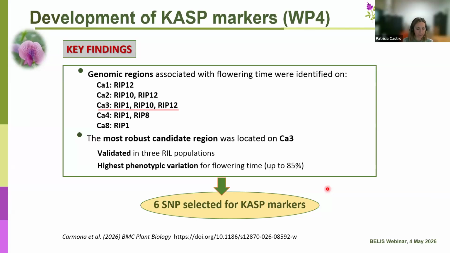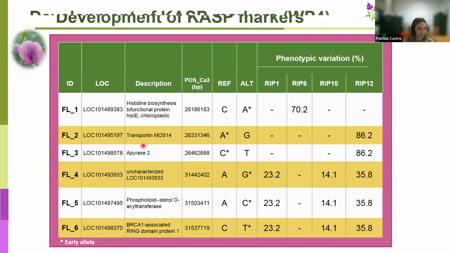So for developing the KASP markers, we focused on the region on chromosome 3 because it is associated with flowering time in multiple populations, suggesting that it is stable and relevant across different genetic backgrounds. Based on this result, we selected 6 SNPs within the region on chromosome 3 to design and develop the KASP markers. In this table, the first 3 SNPs were identified only in one population, but they explain a high percentage of the phenotypic variation, and we selected them because of that.